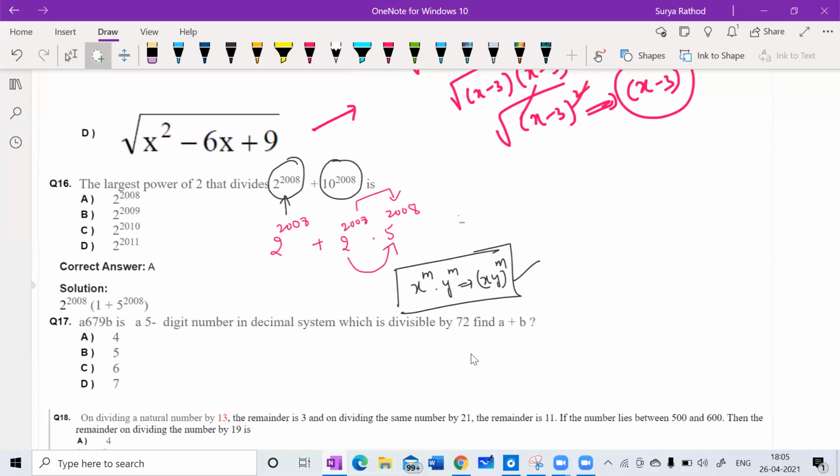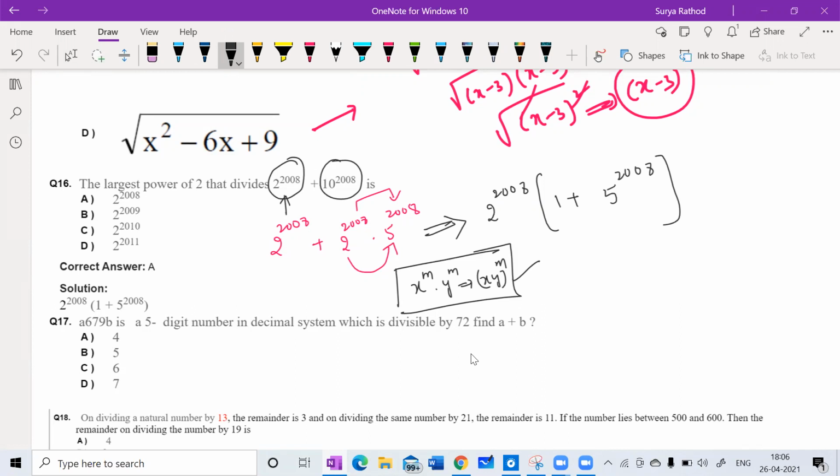Now how can I write this here? Shall I take 2 power 2008 common? If I take, what am I getting? 2 power 2008 into (1 plus 5 power 2008). Any doubt in this stuff? No, sir.